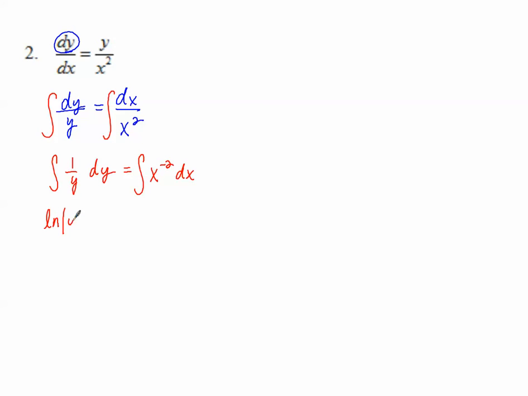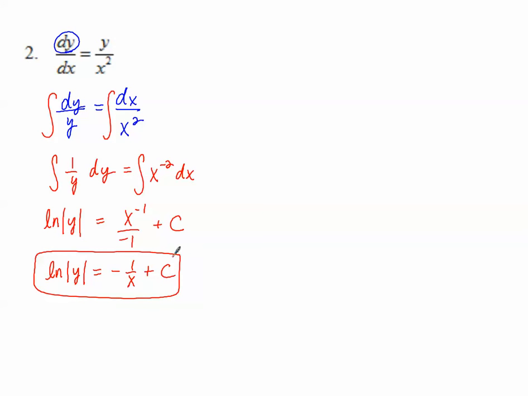Antiderivative is natural log of absolute value of y. Save my plus c to the end. Antiderivative is x to the negative 1 over negative 1 plus c. Rewrite this a little bit better. Natural log of absolute value of y equals negative 1 over x plus c. Now, this is a general solution.